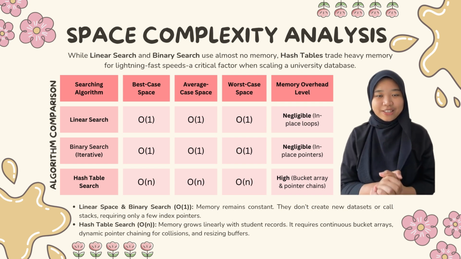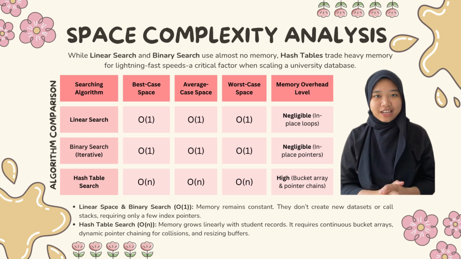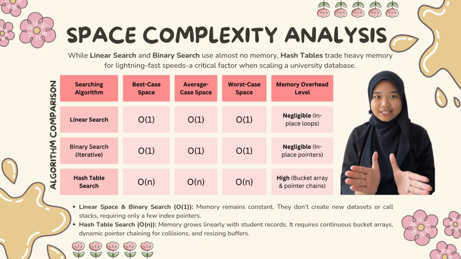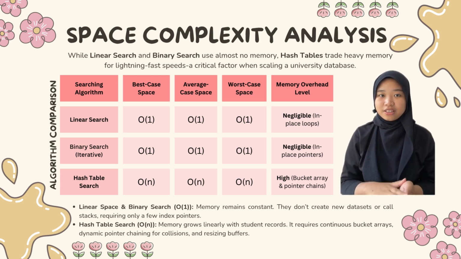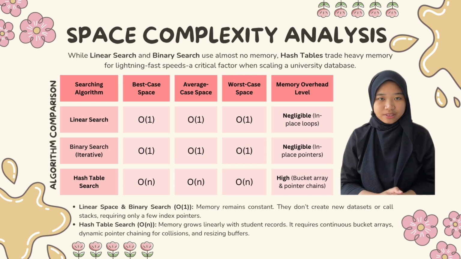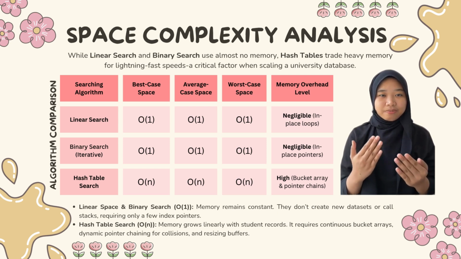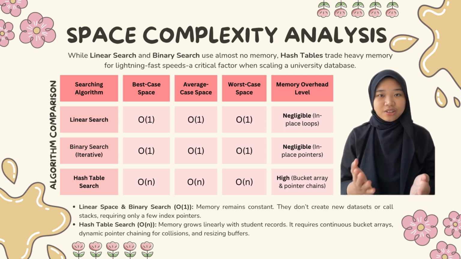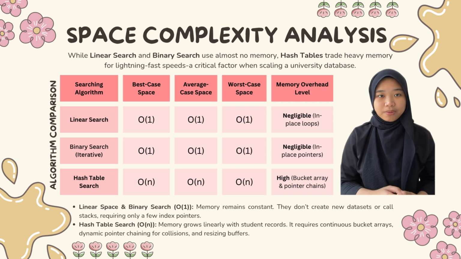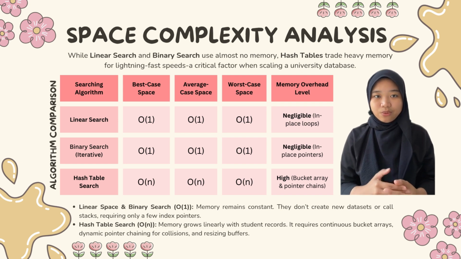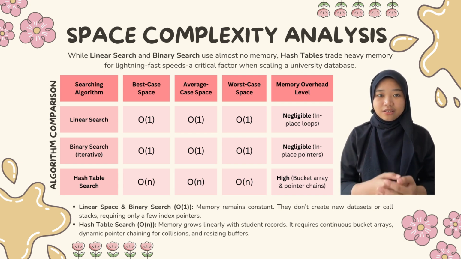Okay, now let's look at space complexity, which is crucial for preventing server congestion as our university database scales. As you can see on the slide, both linear search and iterative binary search are incredibly light on resources. They operate in place, meaning their space complexity is a constant, O(1), across all scenarios. They only need a few primitive variables regardless of whether we have 10 records or 10,000.